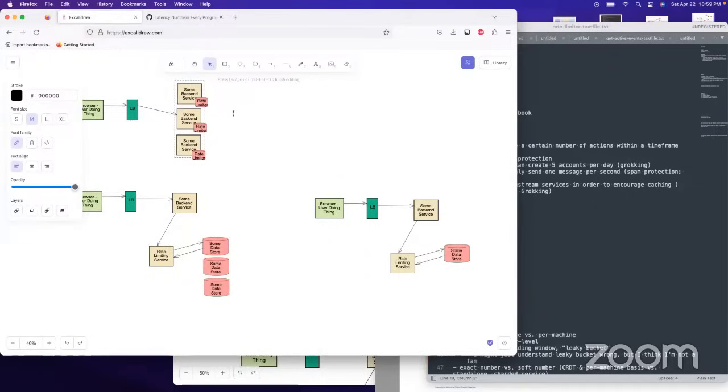Okay, so we've got this, and this is the fixed window approach. So what I'm coming up with here is under the fixed window algorithm.